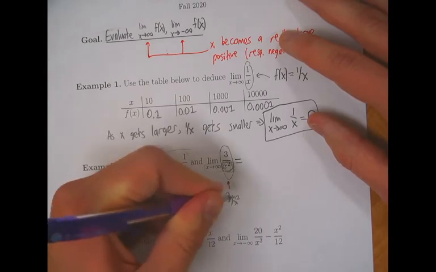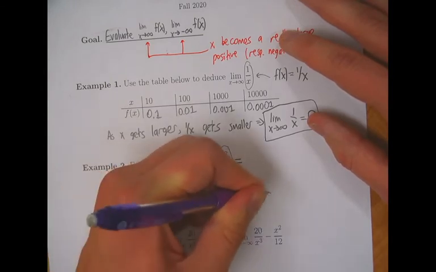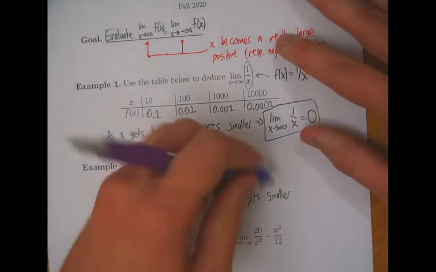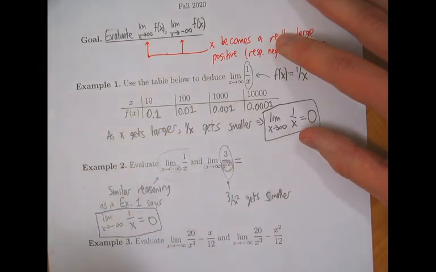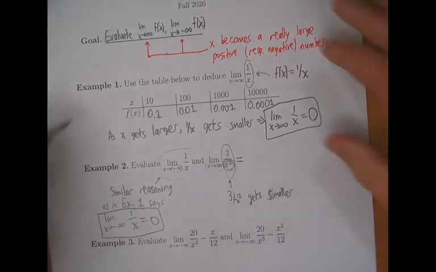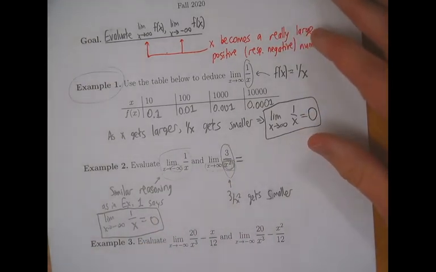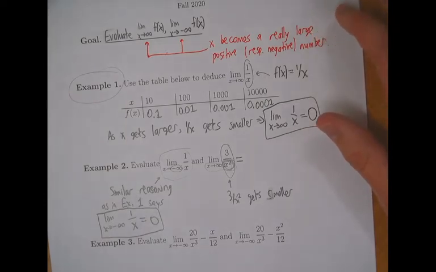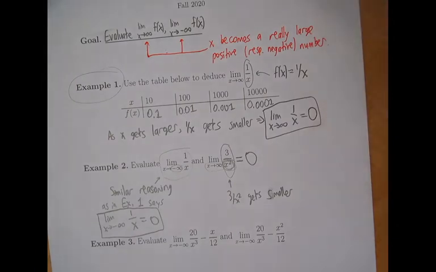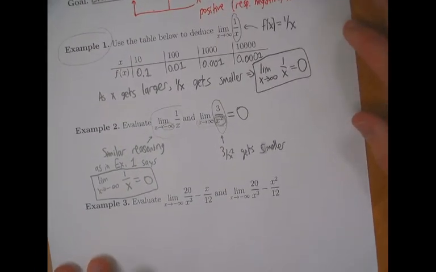So 3 over x squared still gets smaller and smaller, by similar reasoning as in example 1, right? So what should that tell you about the limit there? If it keeps getting smaller, it also goes through. Yeah, it just goes to 0, right? So that's example 2.